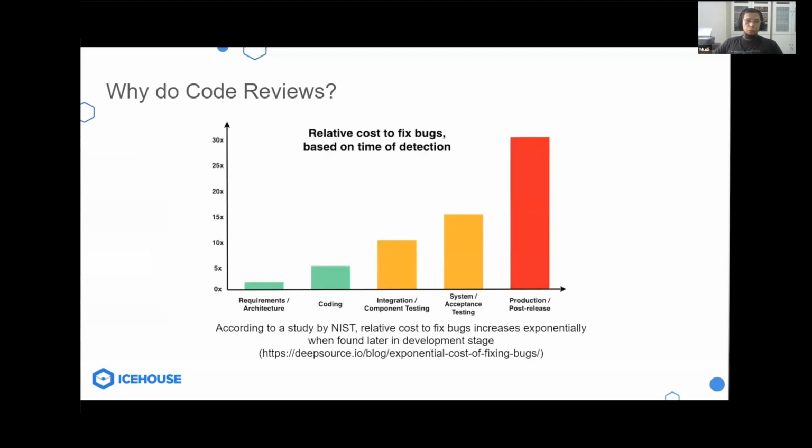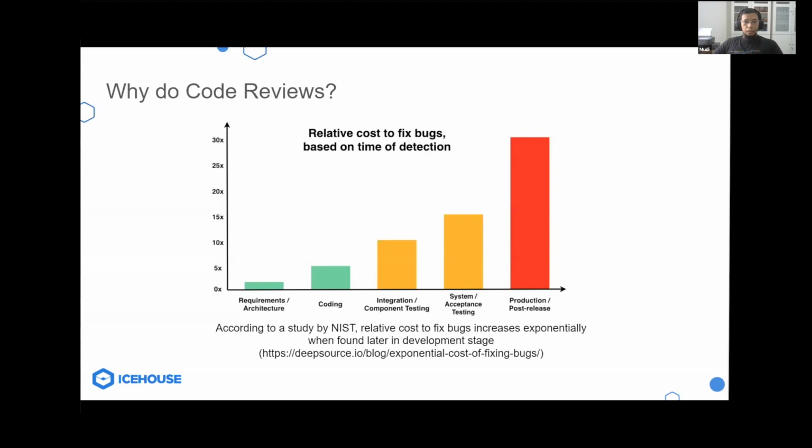According to NIST, the National Institute of Standards and Technology, the cost of detecting and fixing defects in an application increases exponentially when found much later in development stages. The costs that we're talking about here are not just in the form of time and resources wasted, but also in the form of lost opportunities. Such opportunities are lost, for example, because of bugs that were found later in production stages, causing reputation damage and business loss.